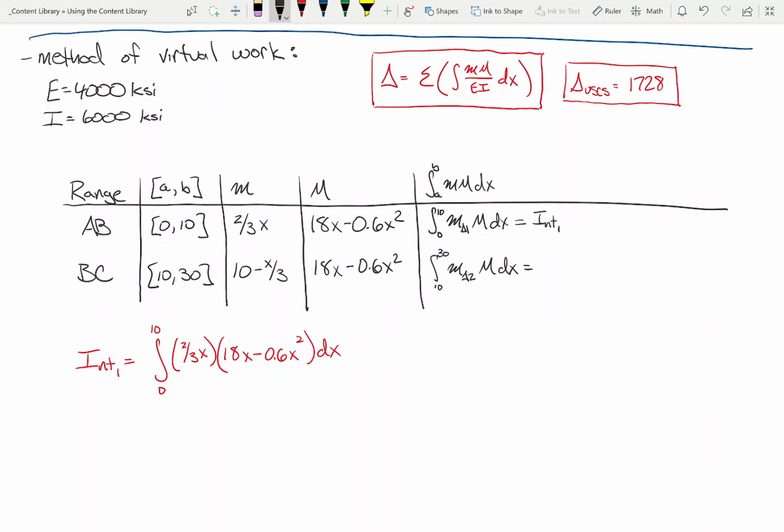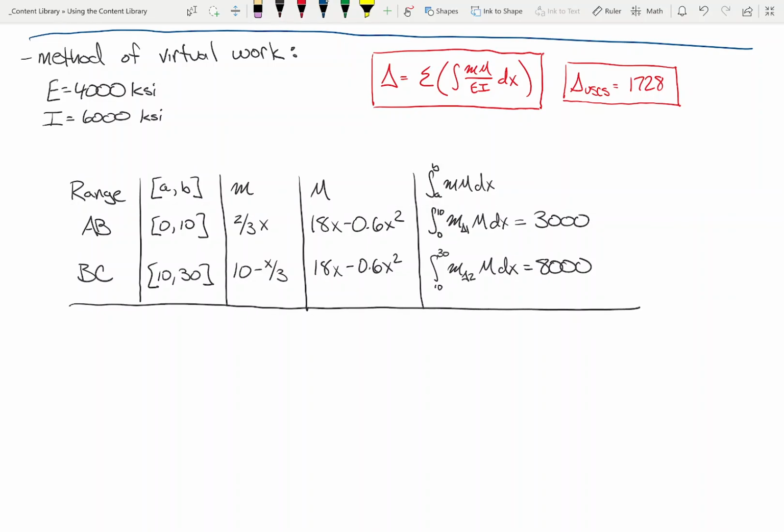Okay. So I'll go ahead and tell you that when it's all said and done, this comes out to be 3,000. And the second one comes out to be 8,000. So I'm gonna erase all this. Okay. So if I sum these up, I get 11,000. So how do I evaluate the deflection at B?